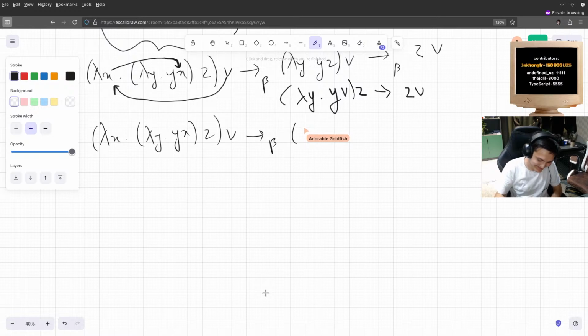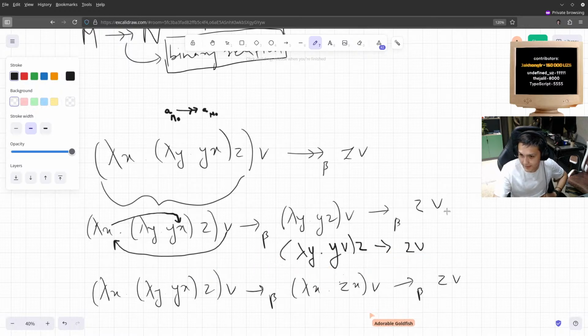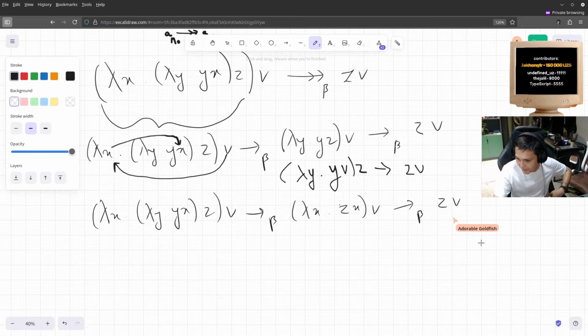So what I was saying: this is lambda x dot, and this is going to be y z x, sorry, z x. So this is going to be z x v, and that's just z v. So these are the two chains that lead us to zv.